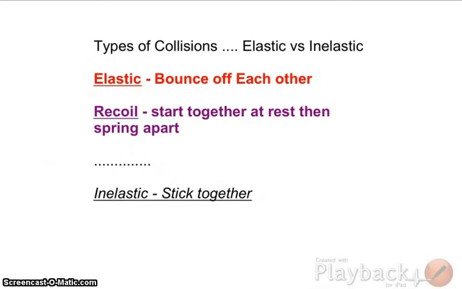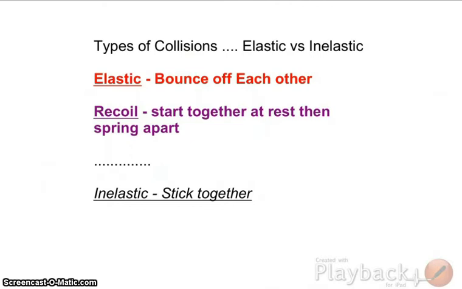Now, there are 3 types of collisions. Elastic. Elastic collisions are when things bounce off each other. Recoil is when they start together and spring apart. So an example of a recoil is a cannon shooting a cannonball. Beforehand, they're both sitting still, and then they fire, and the cannonball goes one way and the cannon goes the other. Same idea with a gun, the kickback. It's the recoil of the rifle.